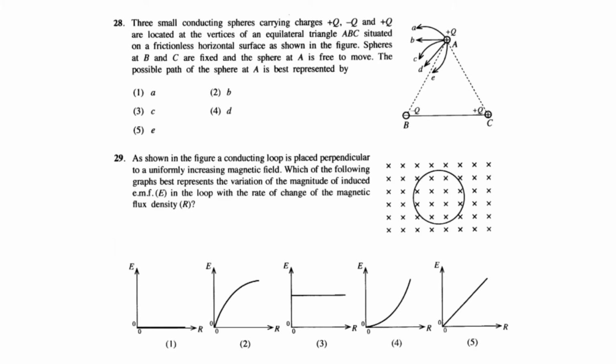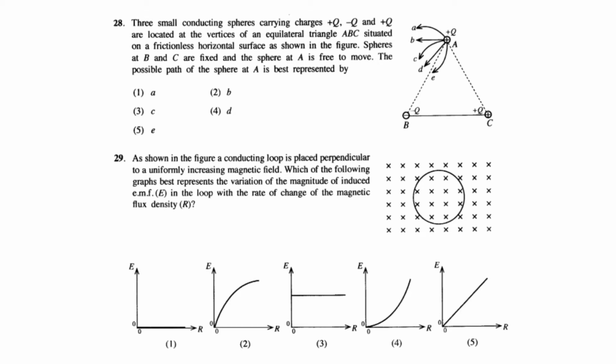Question number 28. Three small conducting spheres carrying charges are located at the vertices of an equilateral triangle situated on a frictionless horizontal surface, as in the figure. Spheres at B and C are fixed and the sphere at A is free to move. They are asking for the possible path of the sphere A.